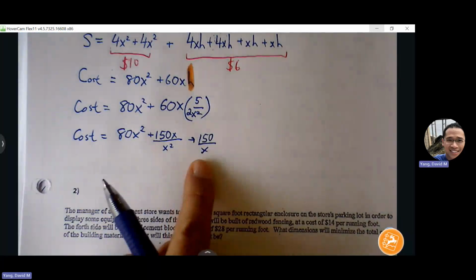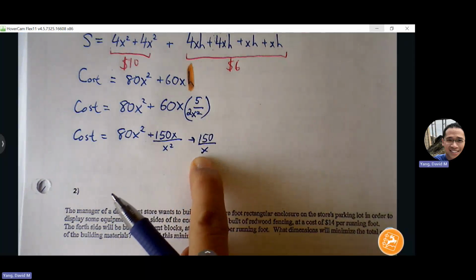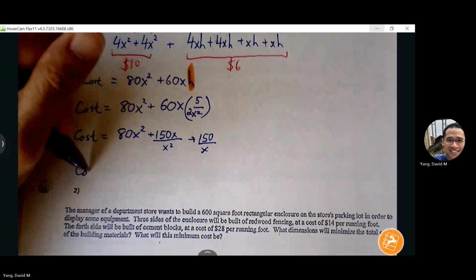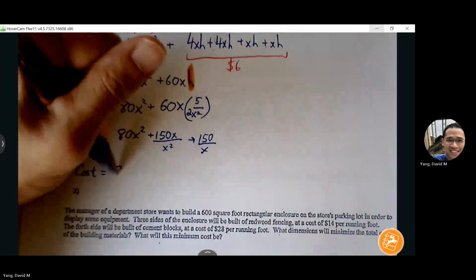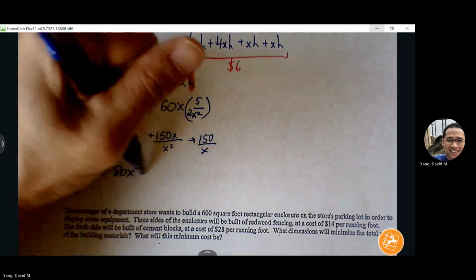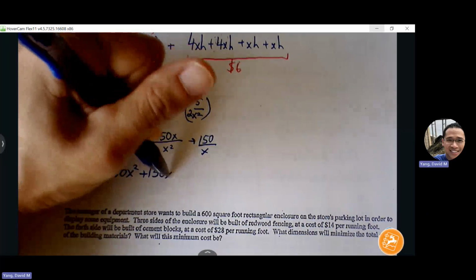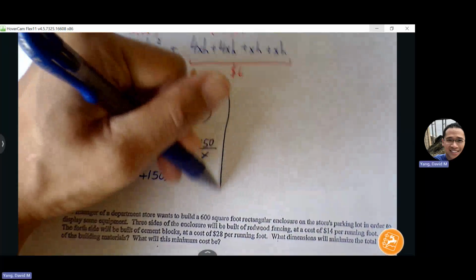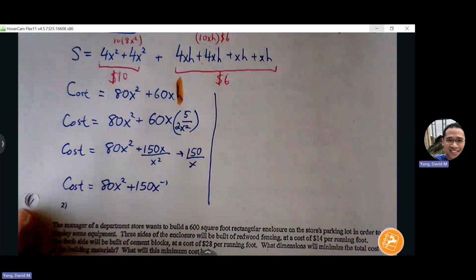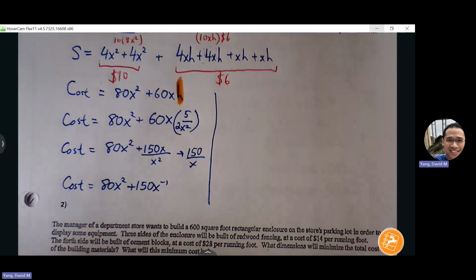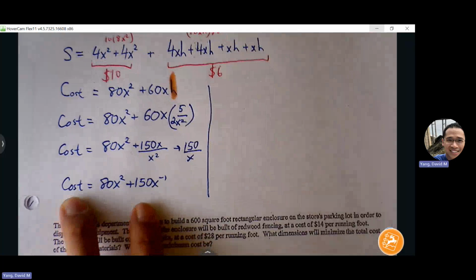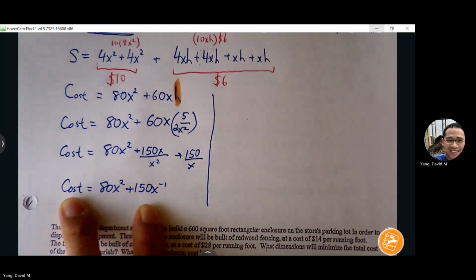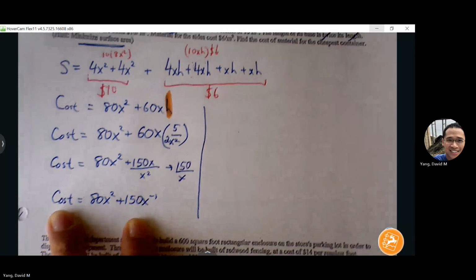But this is still not ready for power rule, right? Where does the x have to be for power rule? In the numerator. So you have to do a quotient. Right, so then we don't have to go through quotient rule, right? Yeah. Anytime we can avoid quotient rule, we would prefer to avoid it. So now it's ready. Now we can go through power rule and set C prime equal to 0.